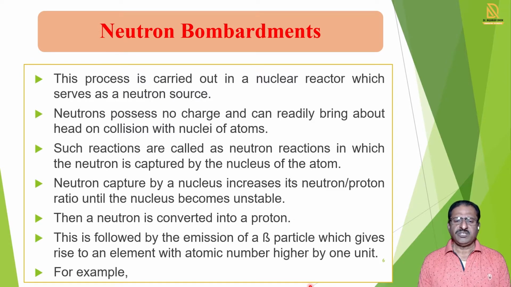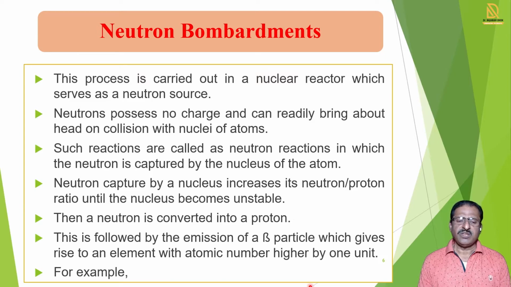So this neutron possesses no charge, and it can readily bring about head-on collision with nuclei of atoms. Neutron means it does not have any charge, but it has mass 1. Then such reactions are carried out in the nuclear reactor, or they are called neutron reactions, in which a neutron is captured by the nucleus of that atom. And when that nucleus captures a neutron, then that nucleus is converted into some other form.